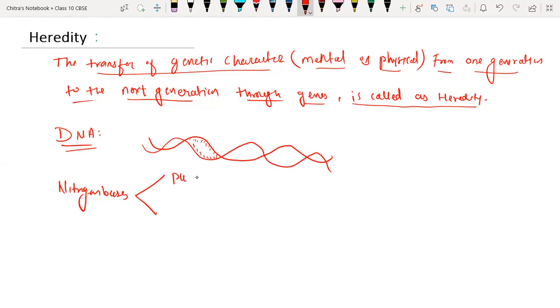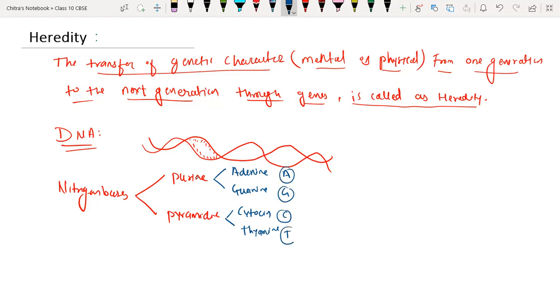One is called purine, the other is called pyrimidine. Purine has two types of nitrogen bases: one is adenine, the other is guanine. Pyrimidine also has two types: one is cytosine and the other is thymine. So we have four types of nitrogen bases, adenine, guanine, cytosine, and thymine.